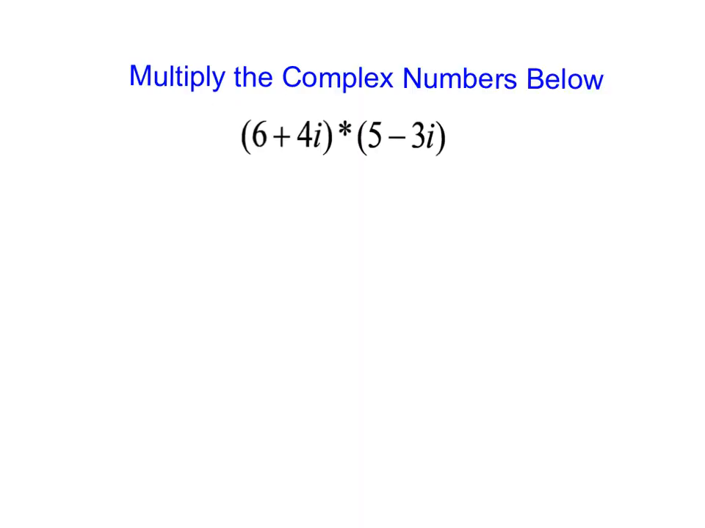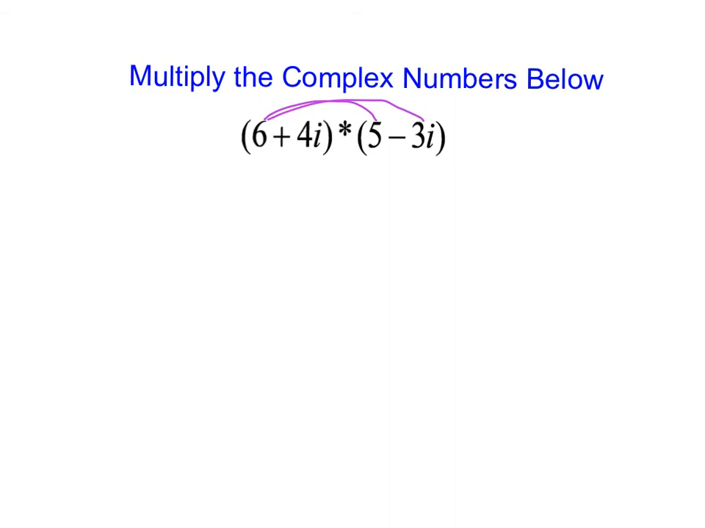So now we're going to take what we know and we're going to multiply complex numbers together and then simplify them. So what you see on your screen are two complex numbers, 6 plus 4i and 5 minus 3i. And we're going to multiply these values together. Now remember, when we multiply two items that look like this, so we have two items in the first parenthesis and two items in the second, we're going to take each item in the first parenthesis and multiply it by each item in the second.